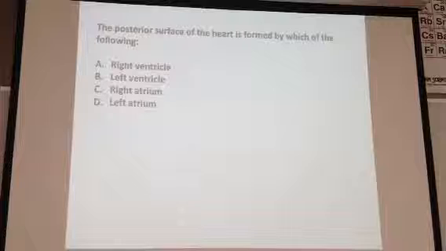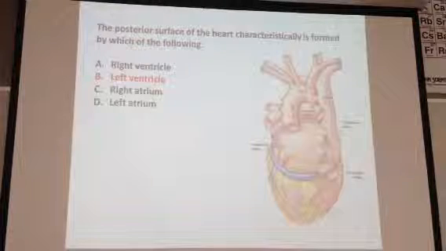Left ventricle. Is it the left ventricle? Primarily. Right. Posterior surface. Left ventricle. It's kind of wrapped around. Most of the left ventricle is posterior. A third of it is anterior. And then all but the left auricle, or the left atrium, is posterior as well.